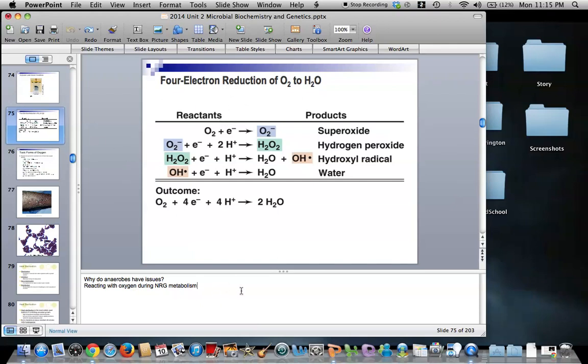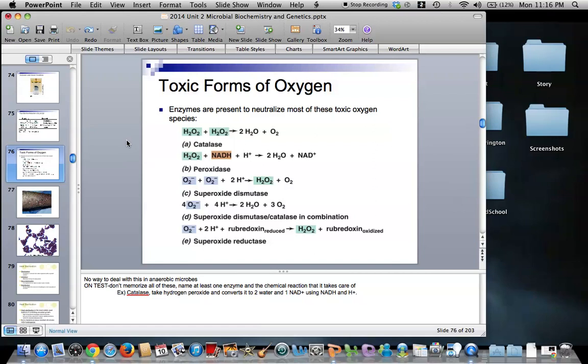So there are 4 electron reductions to get it to be water, and all I should know is that hydrogen peroxide is involved. I'm supposed to remember one of these. Catalase: hydrogen peroxide plus NADH plus H goes to, I want to say, 2H2O plus NAD plus. So yeah, it's an important reaction. So, catalase: 1 hydrogen peroxide, 1 NADH, plus 1 H plus goes to 2 H2O plus NAD plus.